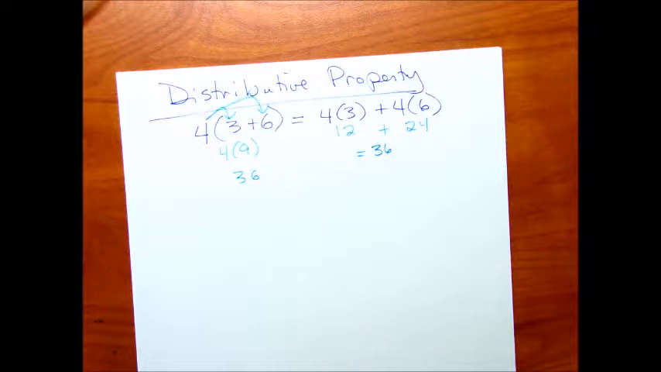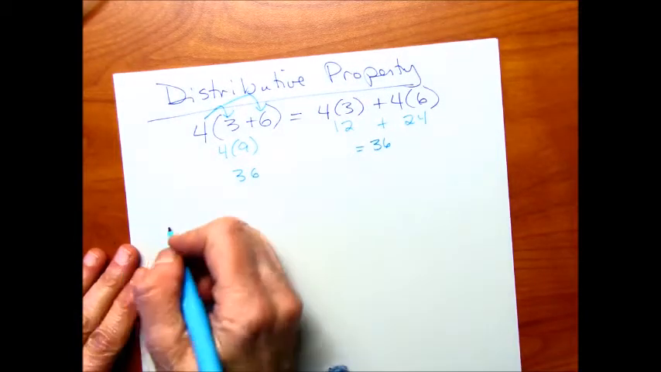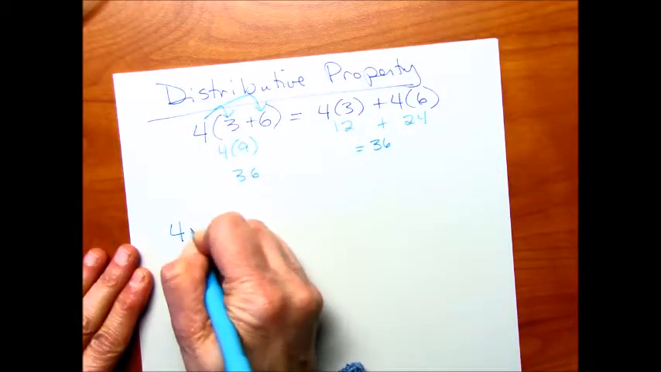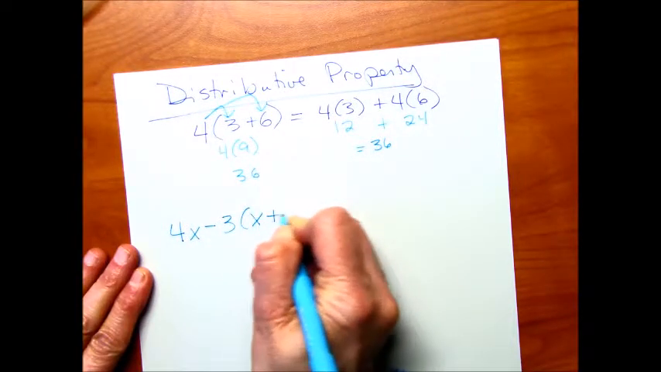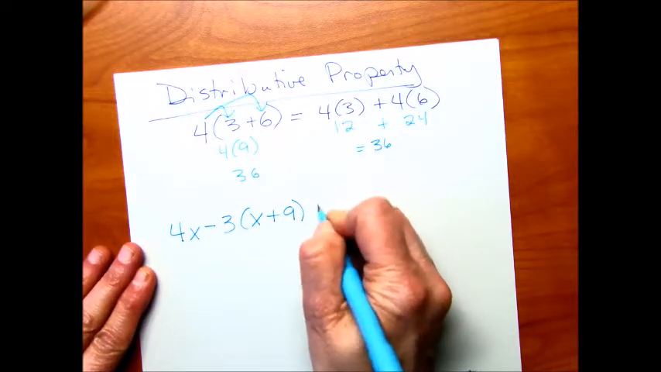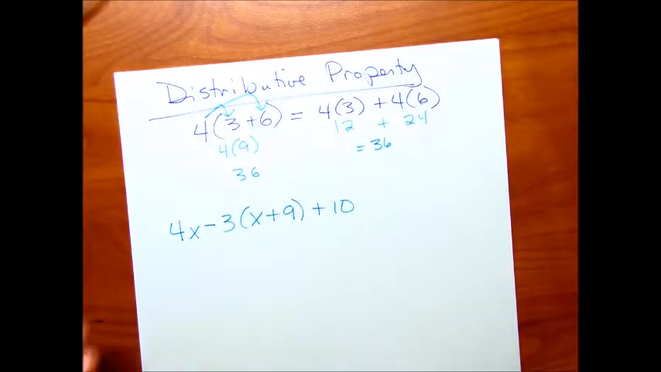So let's go ahead and look at a couple of problems where we're going to simplify expressions. And if you're not sure about simplifying expressions, review the video on simplifying expressions, and that will go through that process with you. But let's go through a couple of examples. Let's say we have 4x, and we're going to subtract from that 3 times the quantity of x plus 9, and we're going to add to that 10. Now, in that last video, I talked about looking at the terms and combining similar terms or like terms.